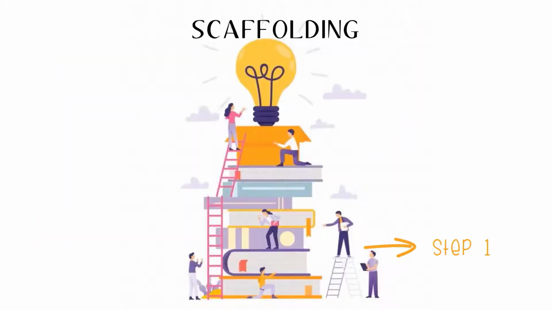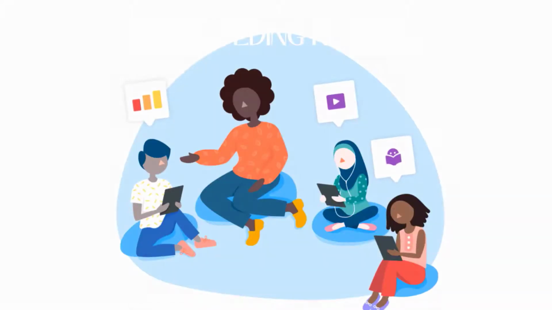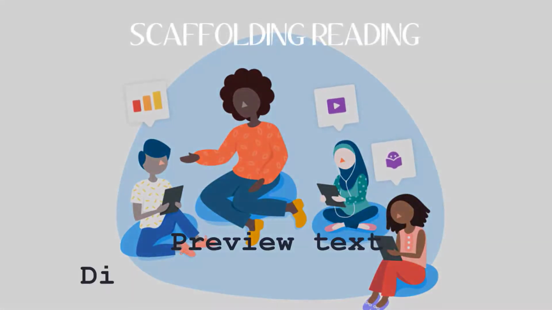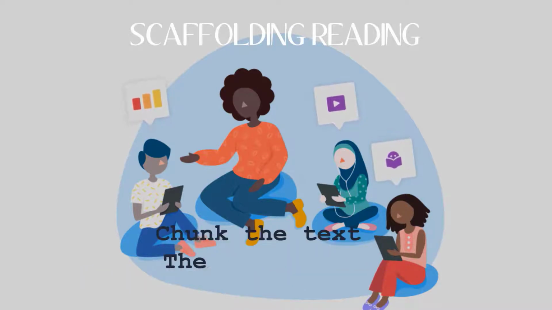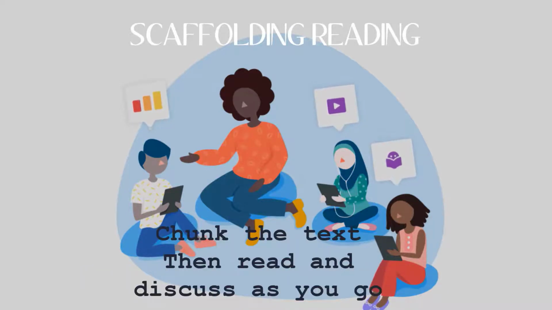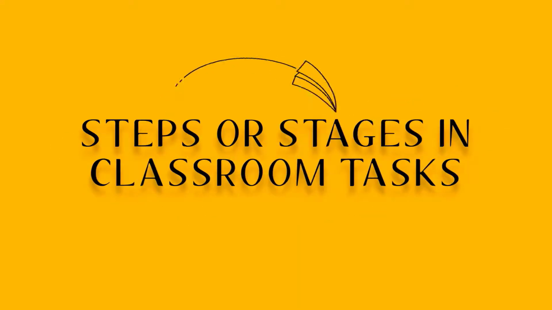Scaffolding means to break down tasks into manageable steps, each with its own sub-goals that should ensure success and achievement at each step, and of the tasks as a whole. When scaffolding reading, for example, you might review the text and discuss key vocabulary, or chunk the text and then read and discuss as you go. We also have the concept of steps or stages in classroom tasks.